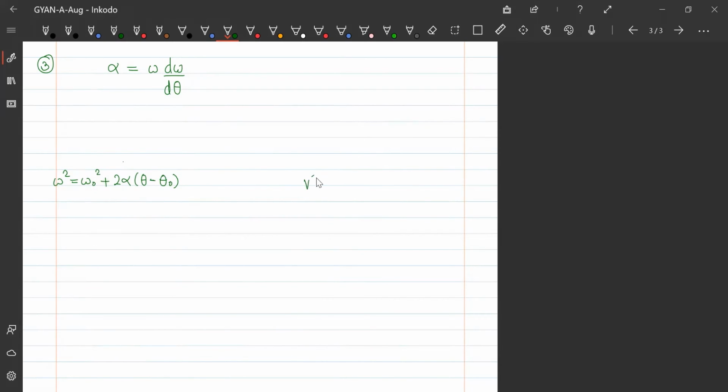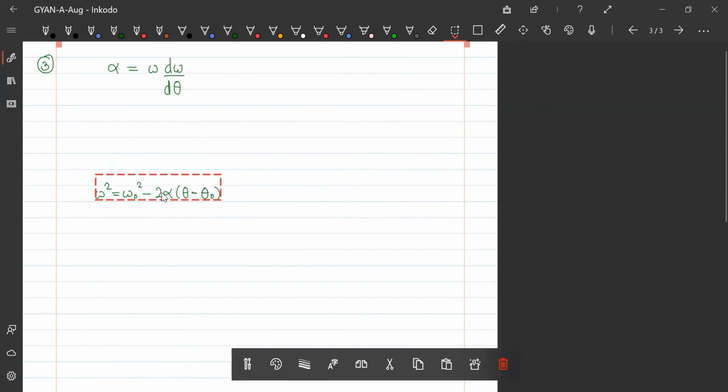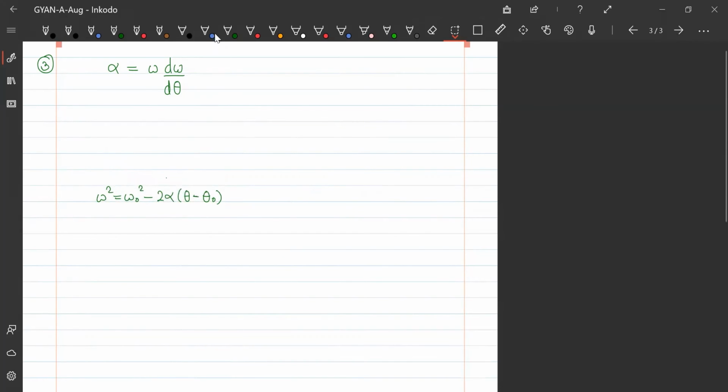ये उस relation की तरह है, v square is equal to u square plus 2a into delta x. Like that. Let's see the similarity. Mathematics wise बहुत ज़्यादा difference नहीं है. It's exactly the same, बस notation या term change हुआ है.